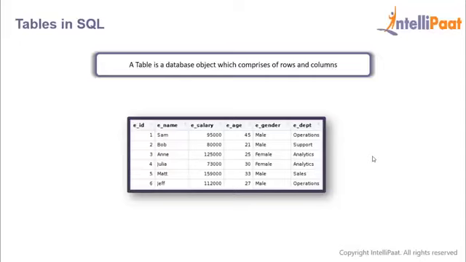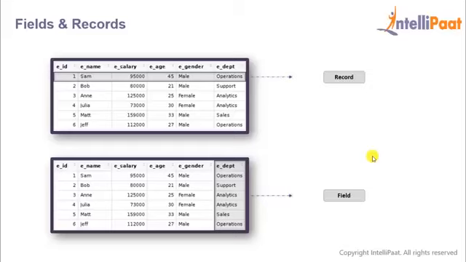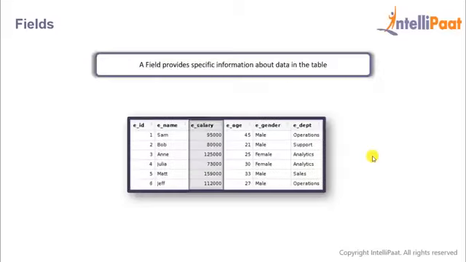Tables in SQL. Simply put, a table is a database object which comprises rows and columns. In SQL, the rows are known as records and the columns are known as fields. The fields are basically columns which provide specific information about data in the table. For example, we have this e-salary field in the table which provides information about the salary of different employees. Similarly, we have this e-age field which provides information about the age of different employees.